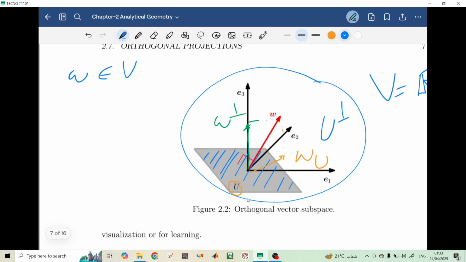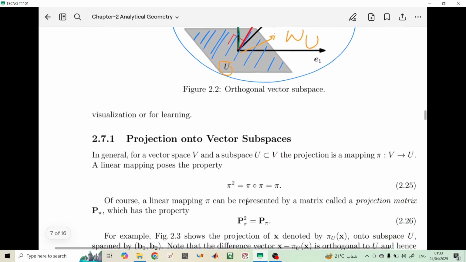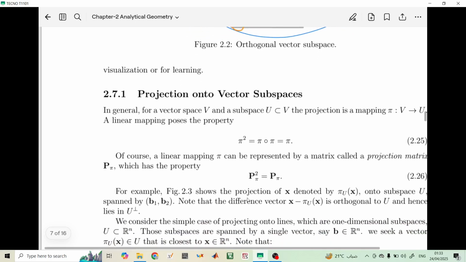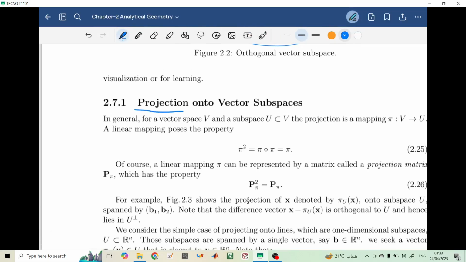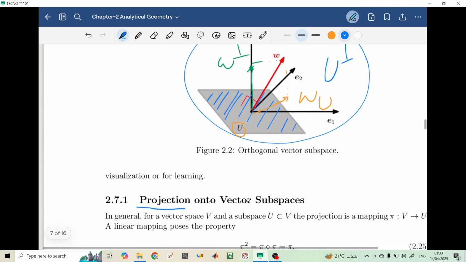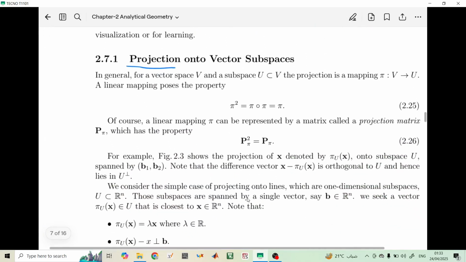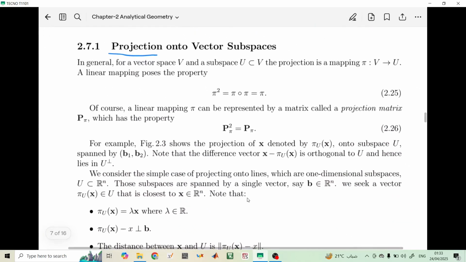Okay, fine. So how do we do this decomposition? We do it by projection. So we project, as we saw here. Actually, this W_U is the projection of the original W onto the subspace U, and W perpendicular is the projection of W onto U perpendicular. So now we need to learn about how to perform projection.